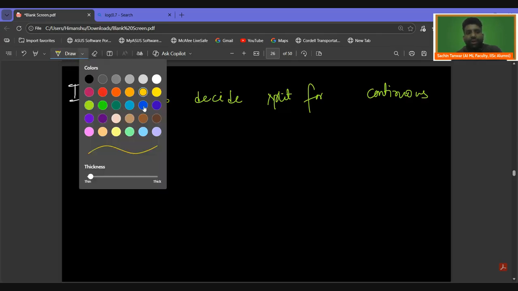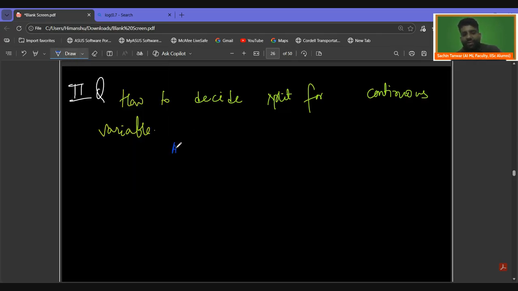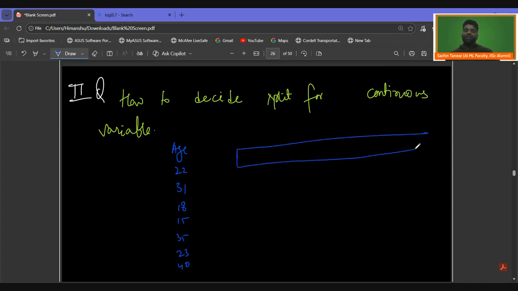So I'll give you an example. Let's suppose the age column was something like this: 22, 31, 18, 15, 35, 23, 40. Let's suppose we had only these 7 data points, for example only. So what we will do is sort them. This is not the general way, we would not really be sorting it, but we actually create something over here. Let me tell you about this.